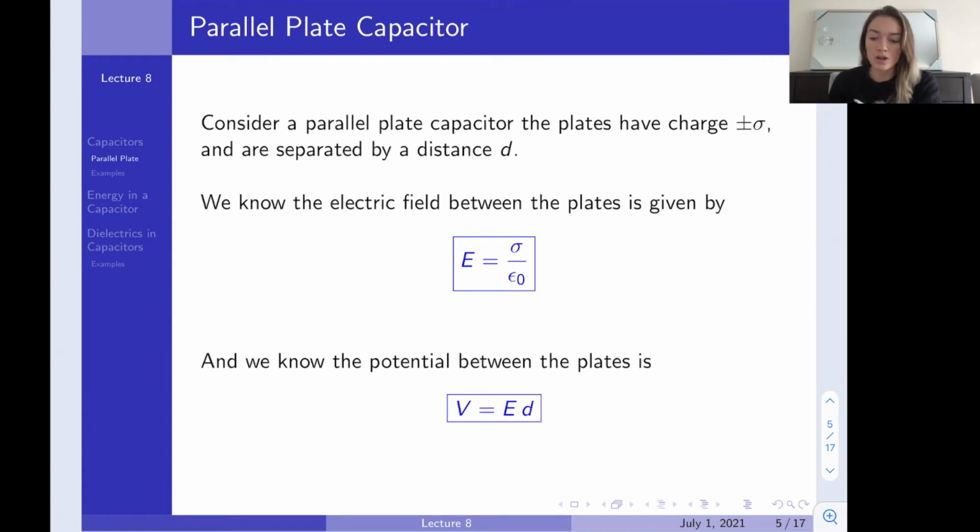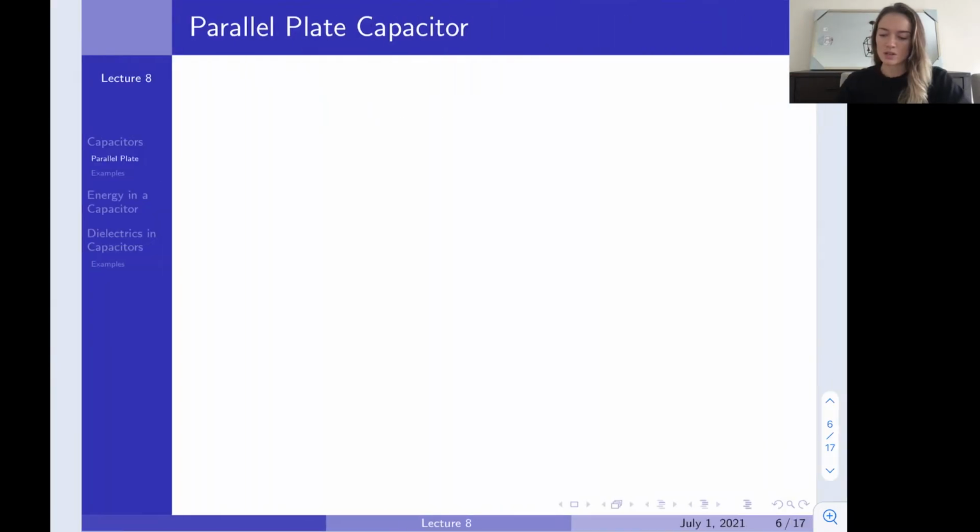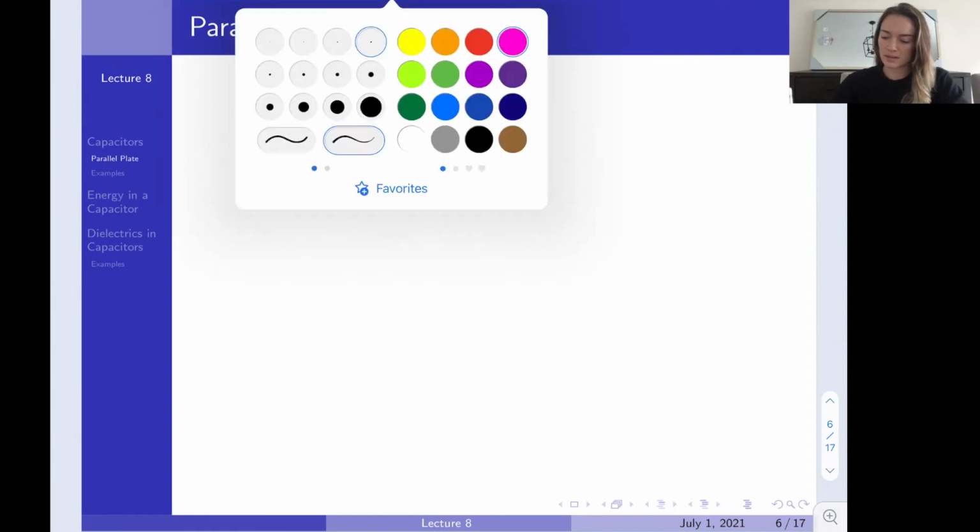So a couple lectures ago, we found the electric field in between a setup like this, and it's given by sigma over epsilon naught. And we also, in our last lecture, or maybe 2 lectures ago, found the potential between these two plates, and it's given by the electric field between them times the distance between the 2 plates.